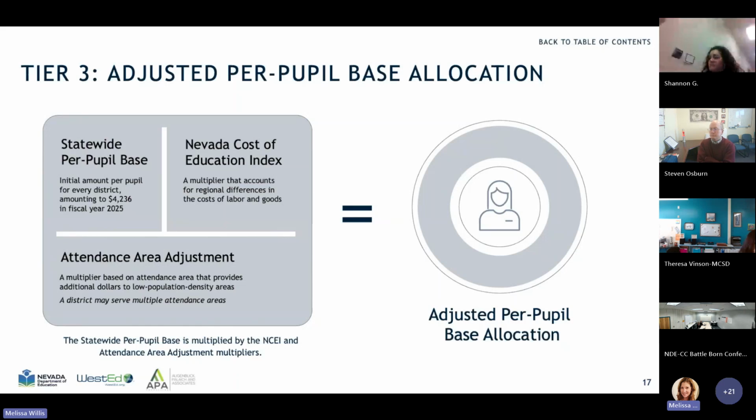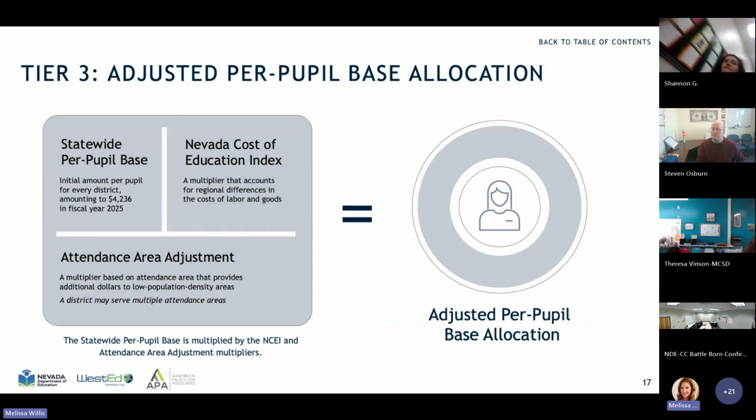The NCEI includes two elements. One, the Cost of Wage Index, or CWI, is a wage measure that calculates the cost of attracting staff due to a variety of community factors. The CWI is applied to the portion of the base funding associated with wages. Two, a cost of goods is applied to the non-wage portion of base funding.